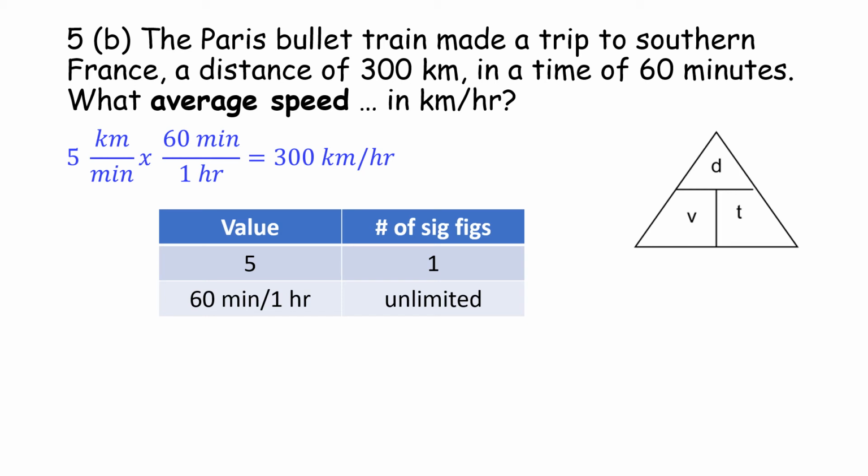So it has an unlimited significance. We could say 60.000000, and we could say 1.00000, and it would be the same. So it has an unlimited significance. But it doesn't matter anyway, because the 5 has only one significant figure. So 300 also has one significant figure since it has no decimals. So this is the final answer, 300 kilometers per hour.